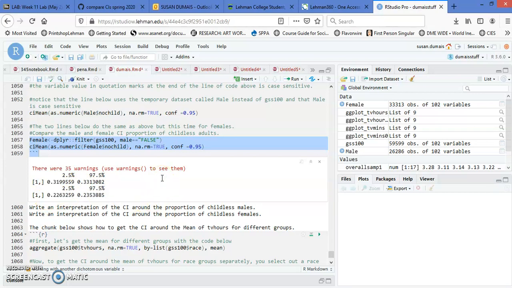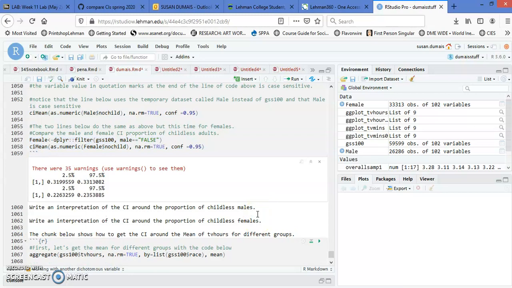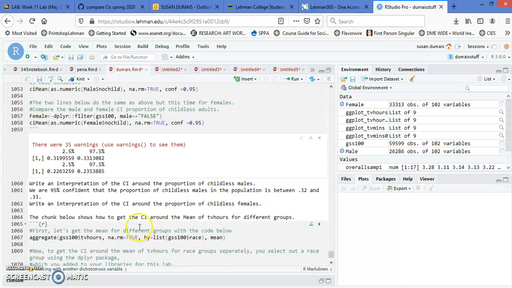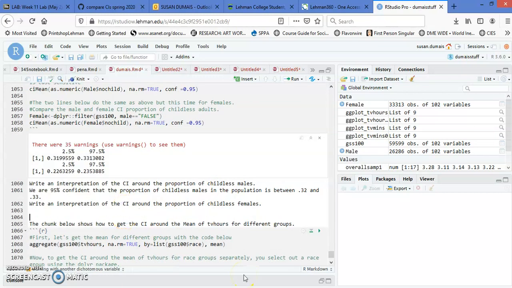How do we interpret these? Well, we use the same sort of language that we've been using for all of our other interpretations. We are 95% confident that the proportion of childless males in the population is between 0.32 and 0.33. Okay, write an interpretation of the confidence interval around the proportion of childless females.